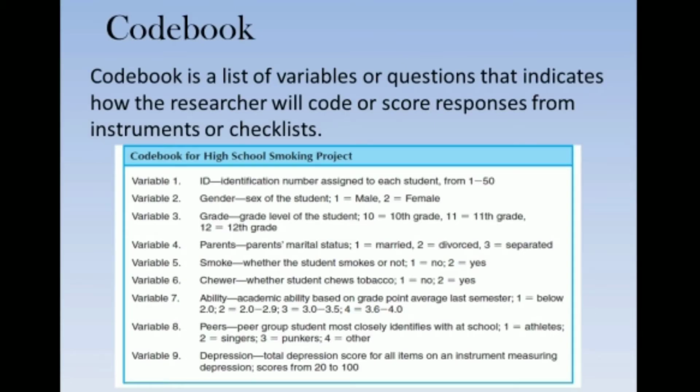One procedure that can aid you in assigning scores to responses is to create a codebook. A codebook is a list of variables or questions that indicates how the researcher will code or score responses from instruments or checklists. An example of a codebook is shown in this figure. Notice that each variable is given a name, for example, grade. A brief definition of the variable, grade level of the students, is given, and numbers are assigned to each response option. For example, 10 for 10th grade, 11 for 11th grade, and 12 for 12th grade.